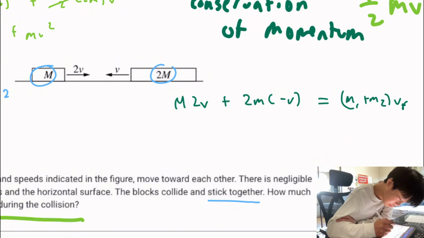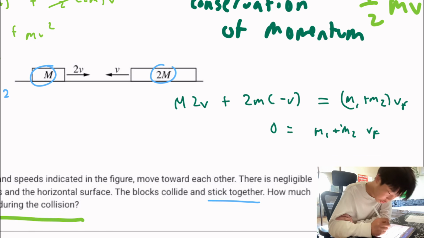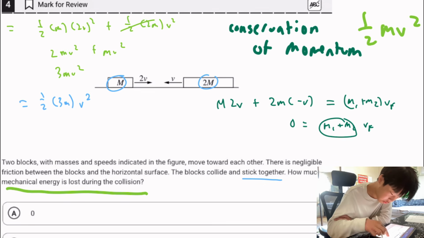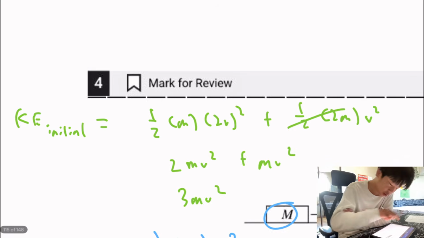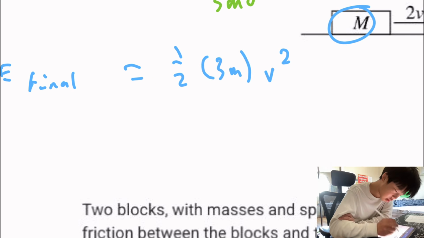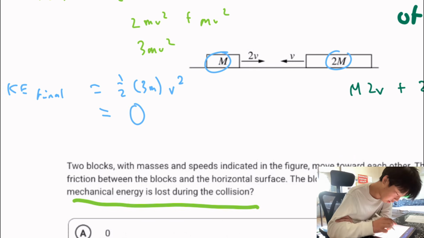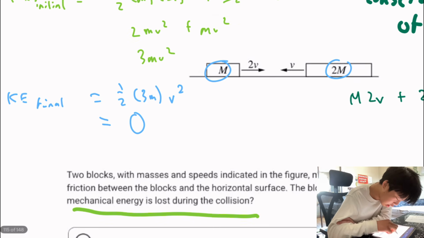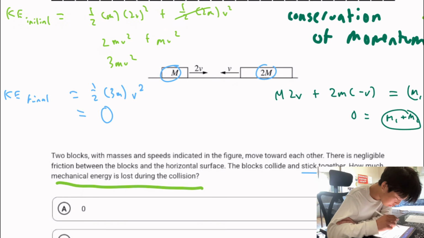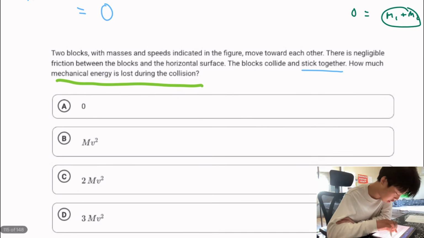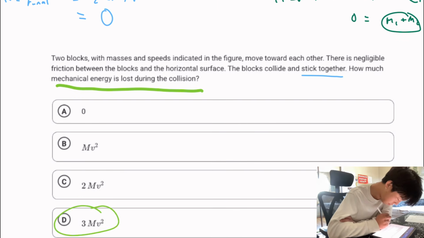This is just 0. Plus m2vf. And you know the masses can't be 0, so the final velocity is also 0. So, oops. This is just 0, okay? KE final is just 0. So the change is the final minus the initial, which is just 3mv squared is the change. So our answer is going to be D. Okay?